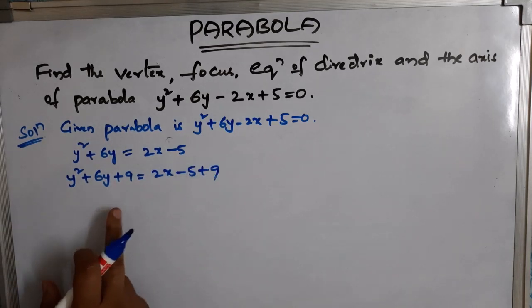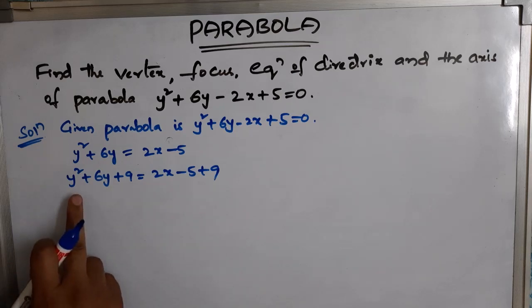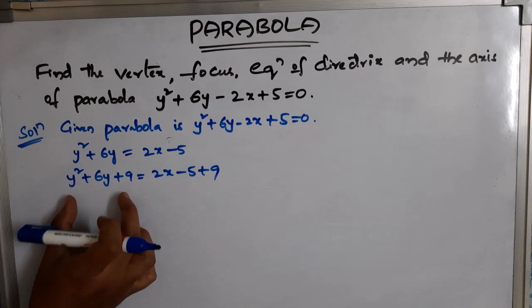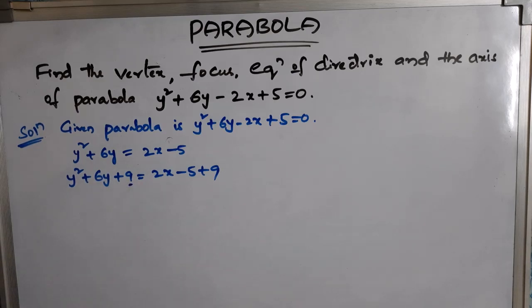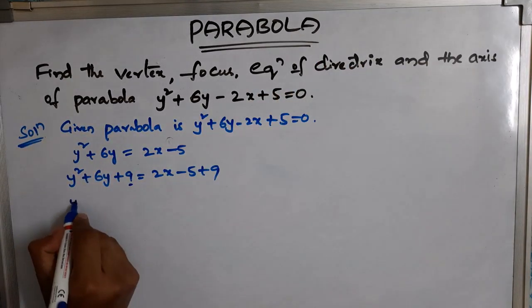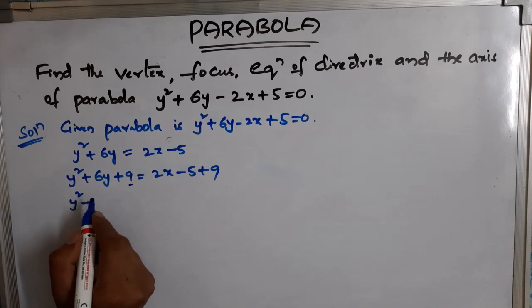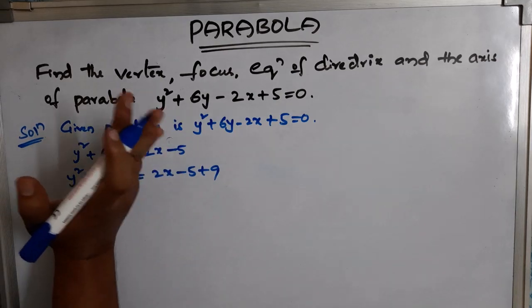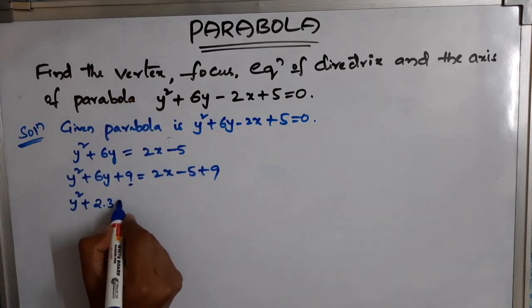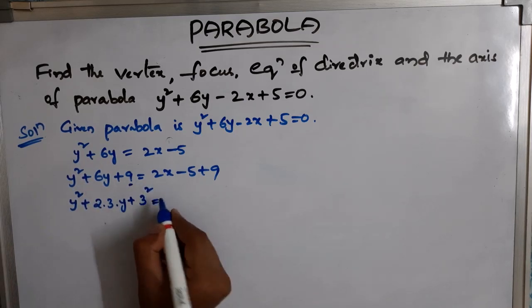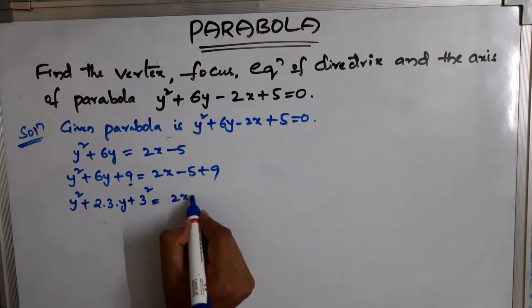Why am I going to add 9 to both sides? I am going to make this one a whole square, like a plus b whole square or a minus b whole square. To make this type, I am going to add 9 here. This one becomes y square plus 6y, otherwise I am going to write 2 into 3 y, 2 into 3 is 6, plus 3 square, is equals to 2x plus 4.